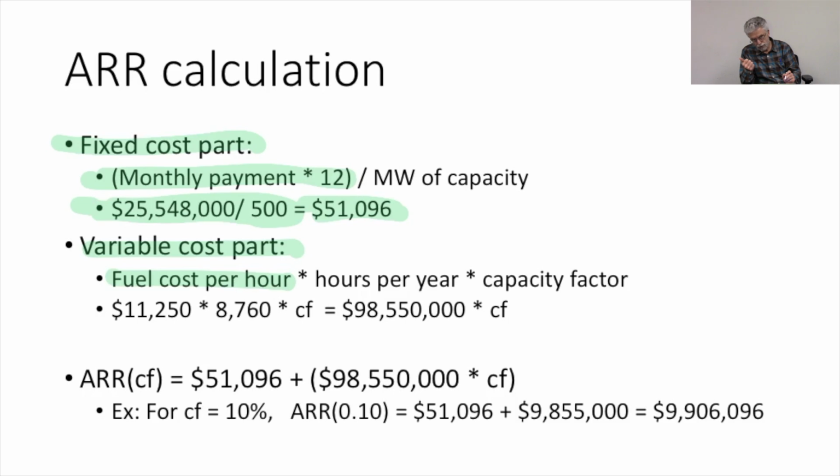What does fuel cost? $2.50 per million BTU. Multiply that by the heat rate, and that gives us $11,250 per hour to buy the fuel to run the 500 megawatts. We multiply that by 8,760 hours in a year, then times the capacity factor. So we take our 8,760 hours per year and multiply that by the capacity factor to get how many hours we think we'll actually be running it.